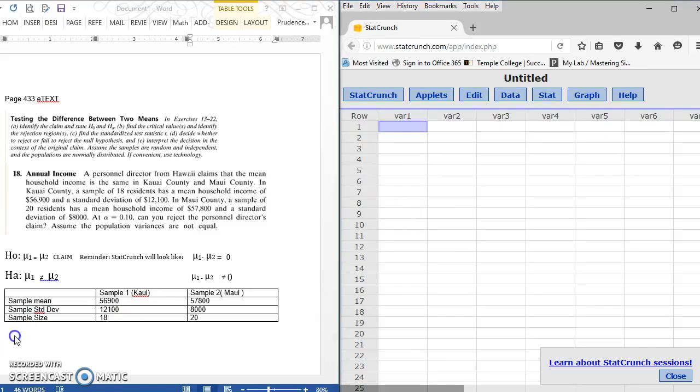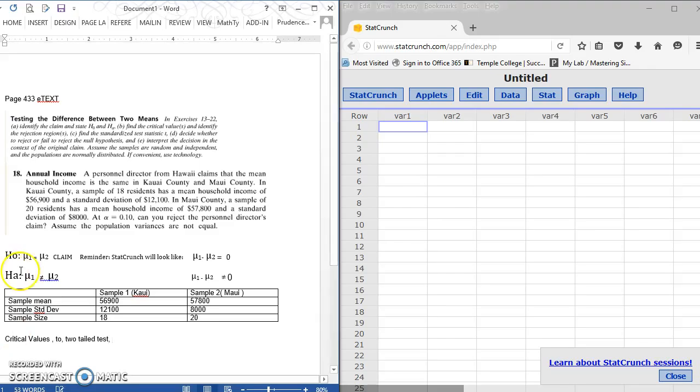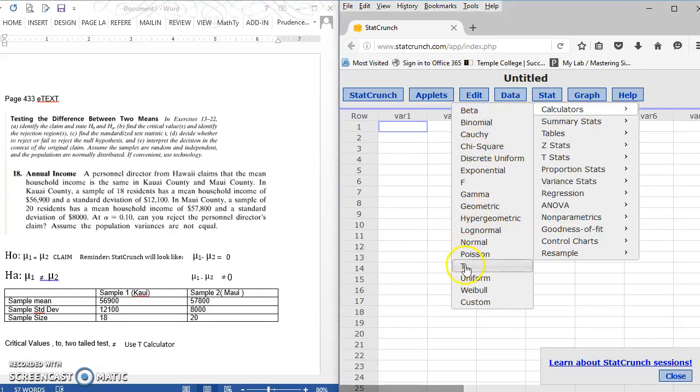So if you want to find critical values, that they call T sub O, it looks like a 2, but that's really T sub O. In this case, we're going to do a two-tailed test because we have the not equal to sign in your H sub A. Now, in order to do this, you have to use the T calculator. So when we're finding critical values, we use the T calculator. So I go to Stat, Calculators, T.